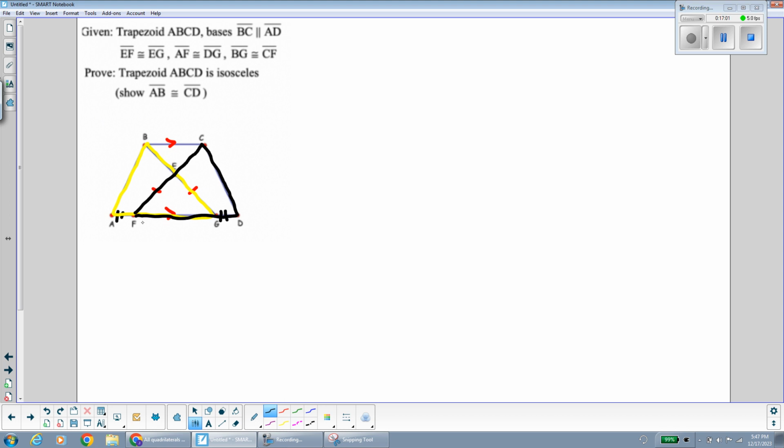All of these things are going to be helpful to us. And what we need to prove is that trapezoid ABCD is isosceles, and they're even giving us a method to do that in this question. They want us to show that legs AB and CD are congruent.